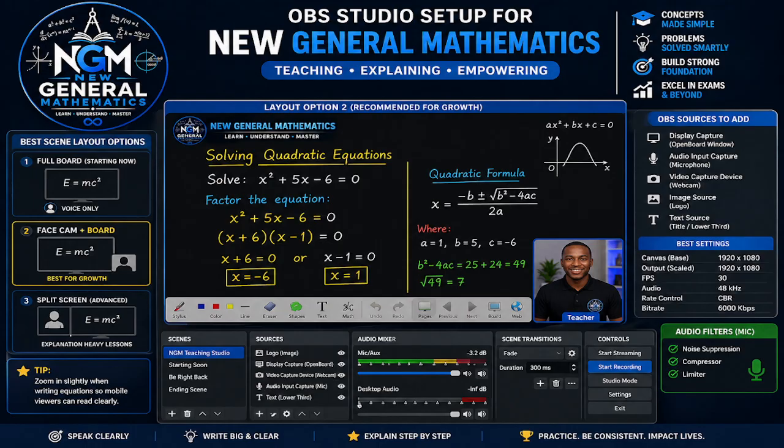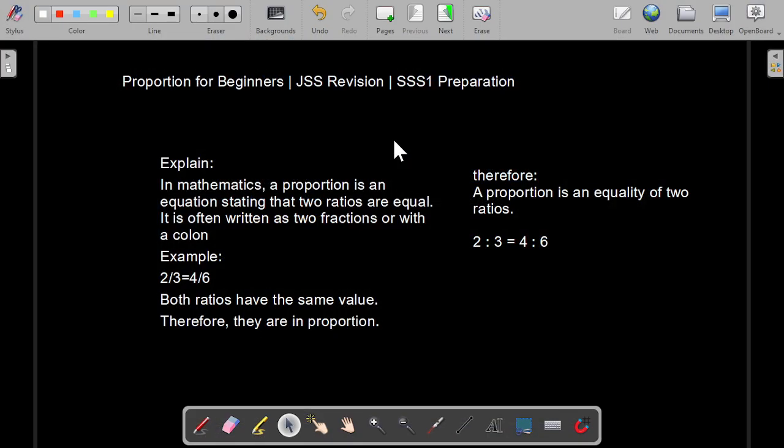So as you can see, in mathematics, a proportion is an equation stating that two ratios are equal. It is often written as two fractions or with a colon. Remember when we studied fractions, then we entered ratios. So a proportion is an equality of two ratios. We use it to compare two sides until the condition is met, until they are proportional. It's very, very important in mathematics.